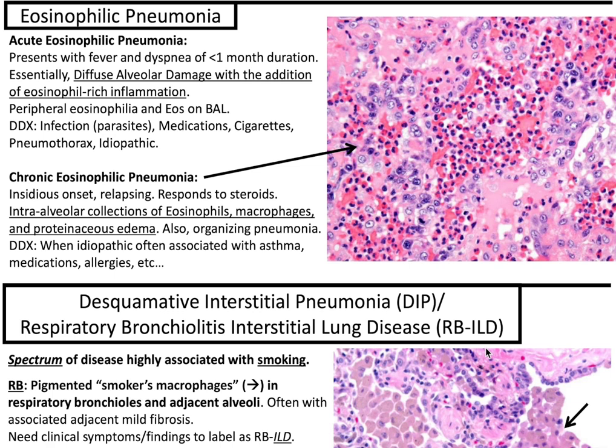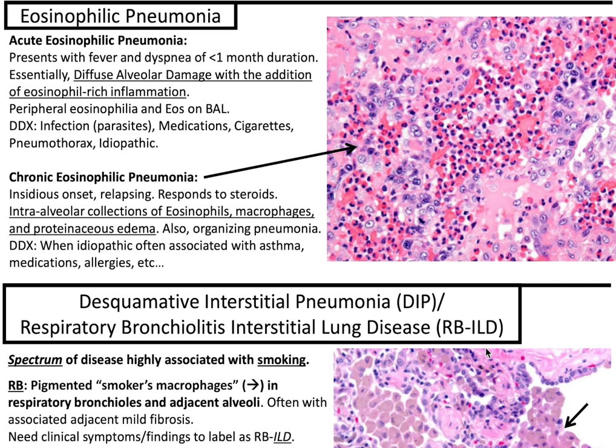Eosinophilic pneumonia. You can have acute eosinophilic pneumonia, which presents with fever and dyspnea of less than 1 month duration. Essentially, it's diffuse alveolar damage with the addition of eosinophil-rich inflammation. You'll have peripheral eosinophilia and eosinophils on bronchoalveolar lavage. Your differential includes infection, especially parasites, medications, cigarettes, pneumothorax, and idiopathic.